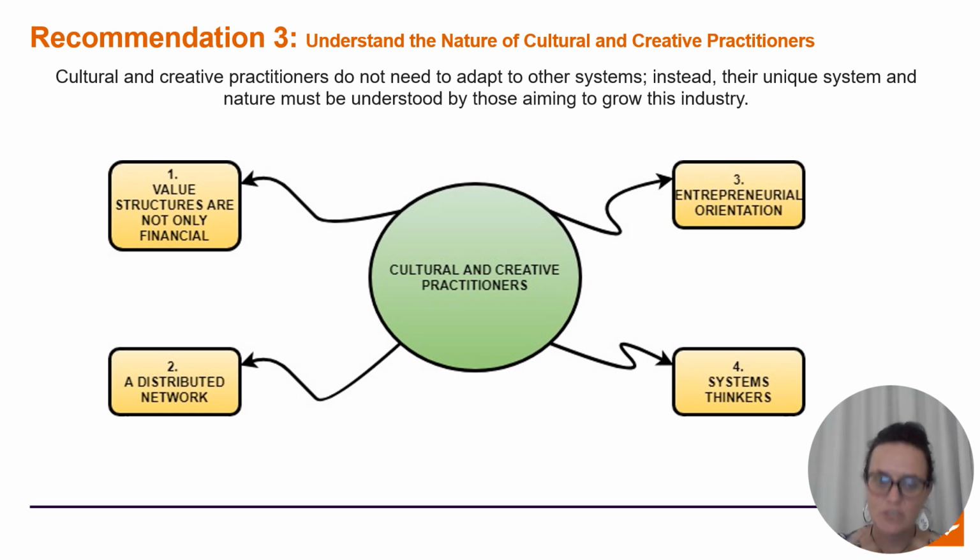The first is value structures are not only financial. There is an undertone within this industry of being anti-capitalist, anti-entrepreneurial, and what is meant by this is that finance is not the only value structure. There are 3 components that come into the values of the CCIs, and that is economic, social, and cultural. If you leave out social and cultural, you will lose the interests of the industry. Their integrity, their cultural honesty, and their social impact are as important as generating an income. And you have to work with all 3 of those components together.